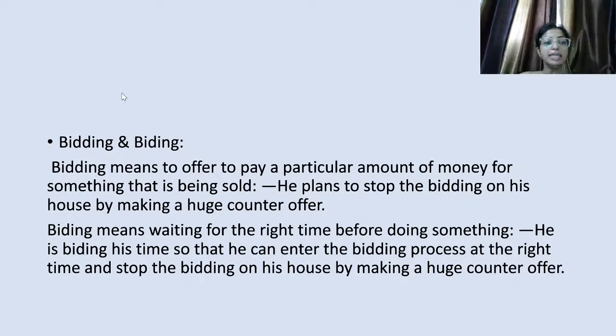Got it? Second is biding. It means waiting for the right time before doing something. He is biding his time so that he can enter the bidding process at the right time and stop the bidding on his house by making a huge counteroffer. This is such a classic and apt example to show how bidding and biding are used differently in the same context, how much they are different in the meaning. This is so aptly shown by this example. Good job.